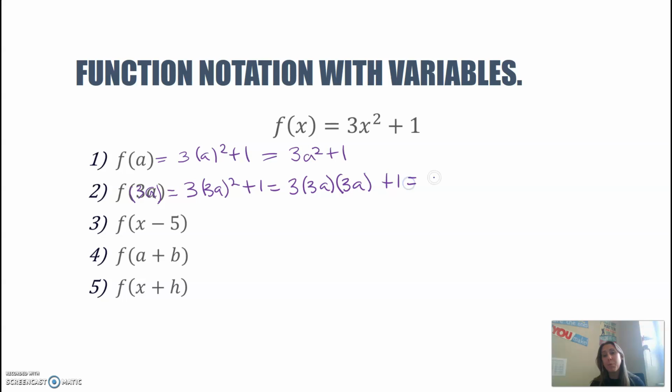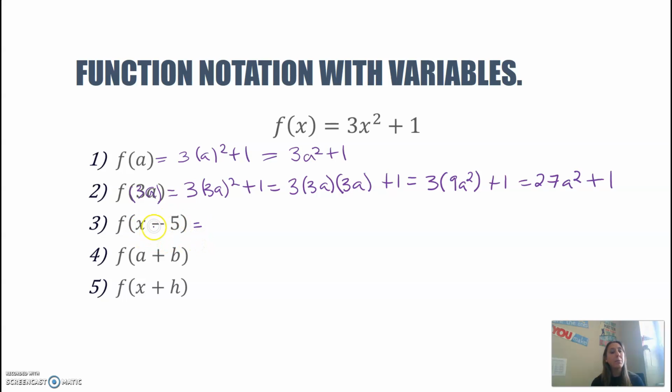So then I end up with 3 times 3 times 3 is 9. A times A is A squared plus 1. And then I end up with 3 times 9A squared, which is equal to 27A squared plus 1. Okay, so now we have a binomial as my input. These two questions are good examples of a progressing level question. My number 3 is a binomial. This is a really good example of a meeting level question.